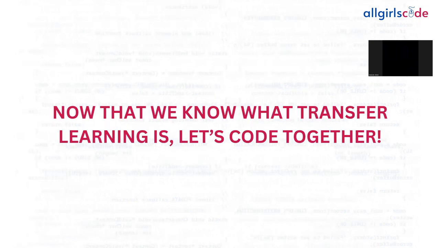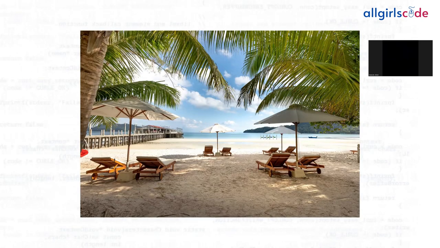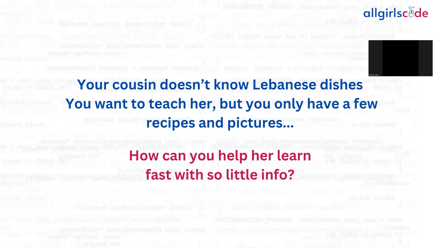Now that we know what transfer learning is, we need to code, right? So imagine you're at the beach, you're looking at the sun, you're tanning, and you are sitting with your cousin who just moved from abroad. She doesn't know much about food except from her country, and she wants to discover dishes from other countries, starting with Lebanese food. So you want to teach her, but you only have a few recipes and pictures of food on your phone. So how are you supposed to help her? How can you actually help her learn fast with so little information?